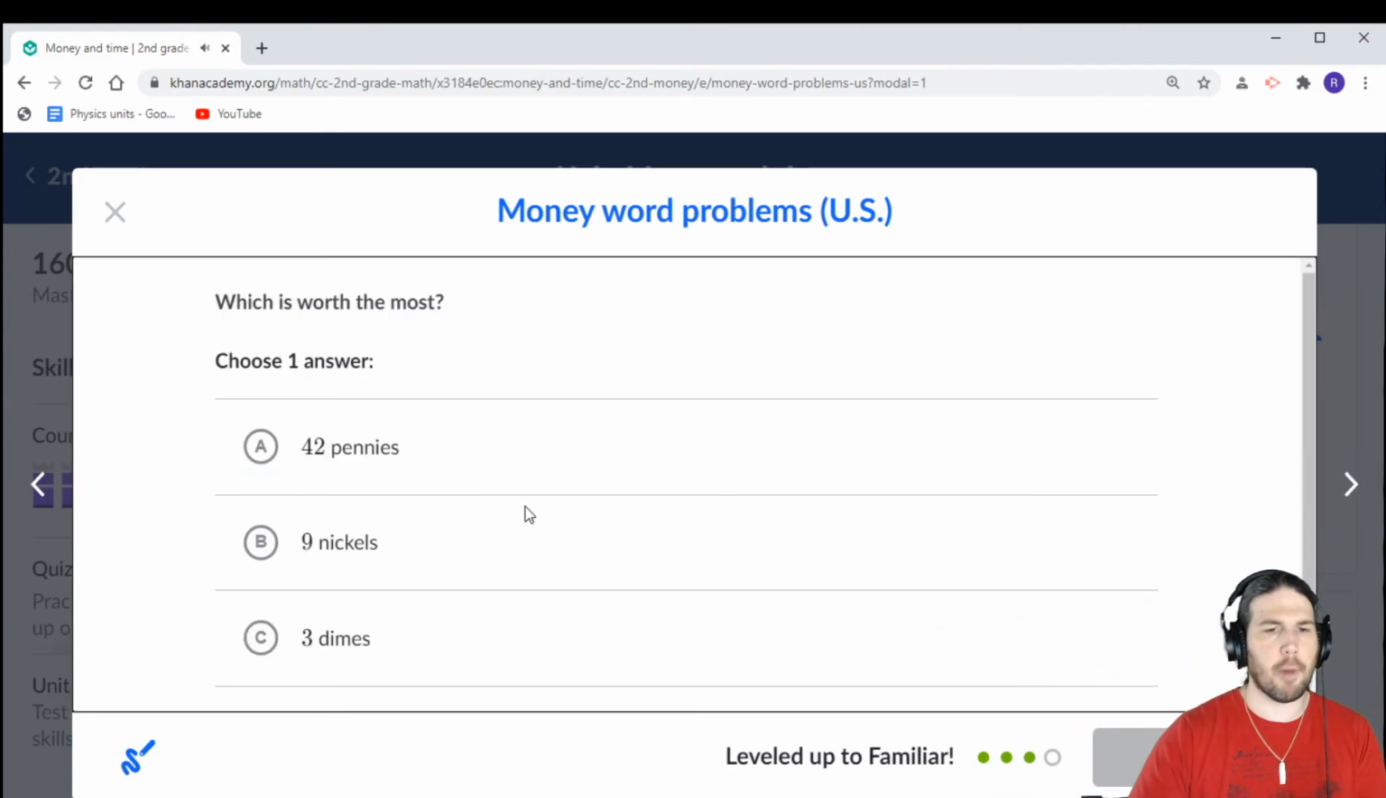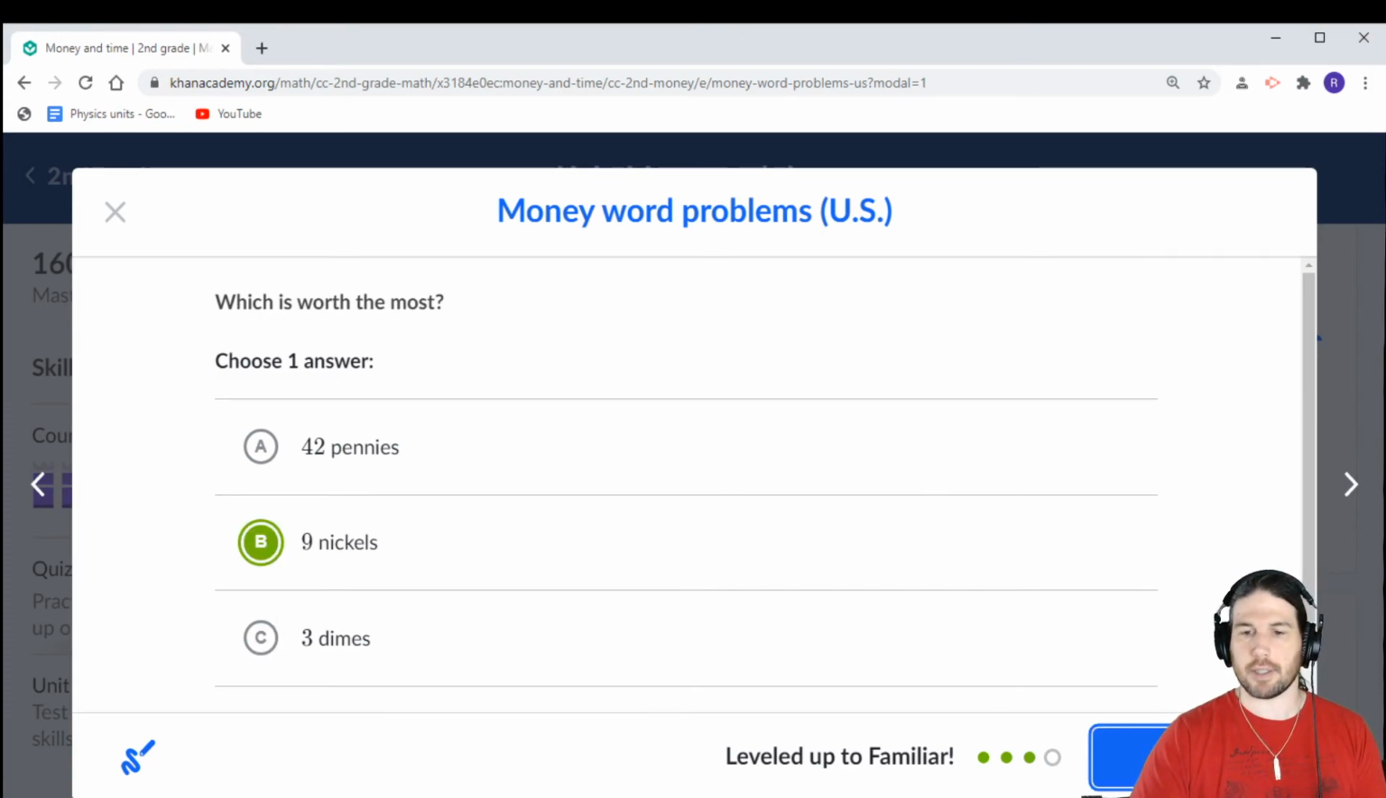Which is worth the most? 42 pennies, 9 nickels is worth 45 cents, and 3 dimes is worth 30 cents. I'm going to say it is 9 nickels.